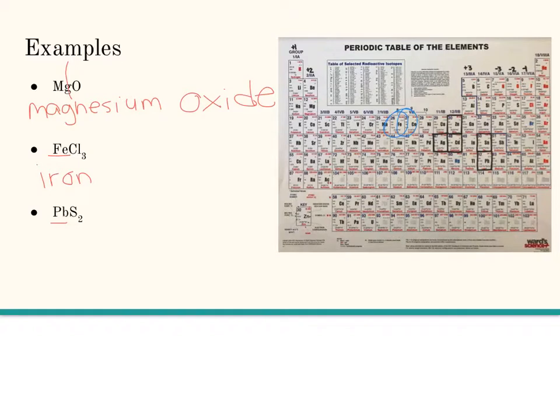To determine what the charge of this iron atom is, we are going to look at our anion, or the negatively charged ion.